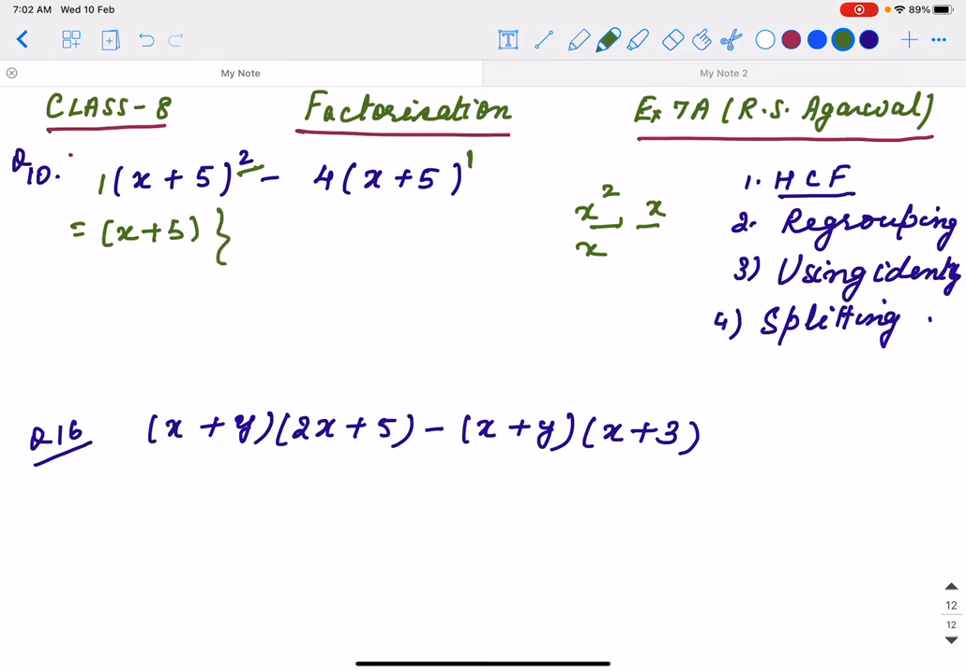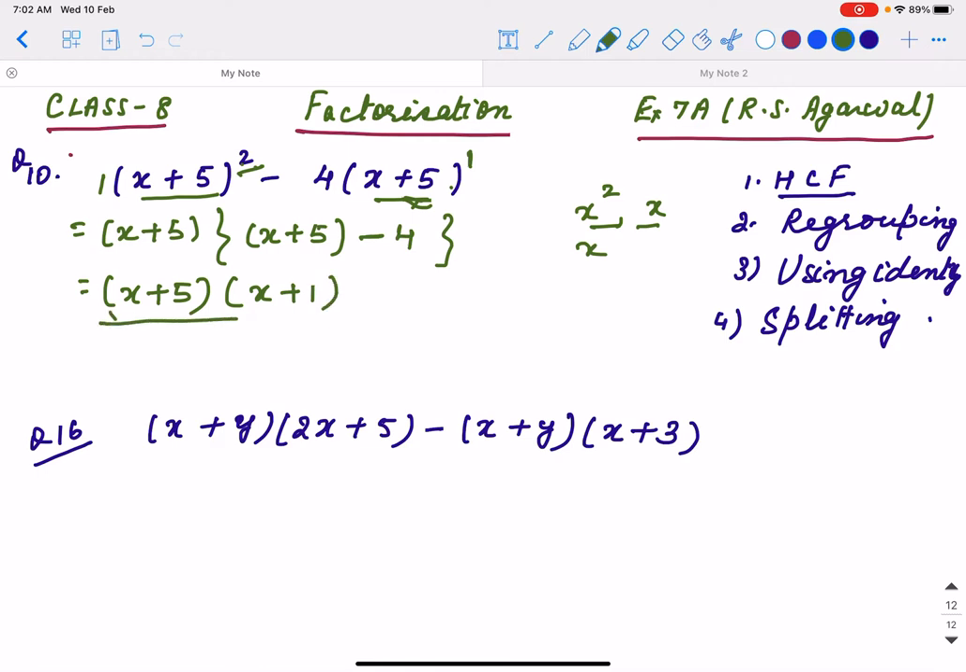Now what is left inside? Here x plus 5, power 1 we have taken, so 1 power will be left with us. Minus 1 we have taken, so this is already done. Minus 4. Now you have to simplify, that's all. x plus 5, and it is x plus 5 minus 4, that is x plus 1. This will be the answer.